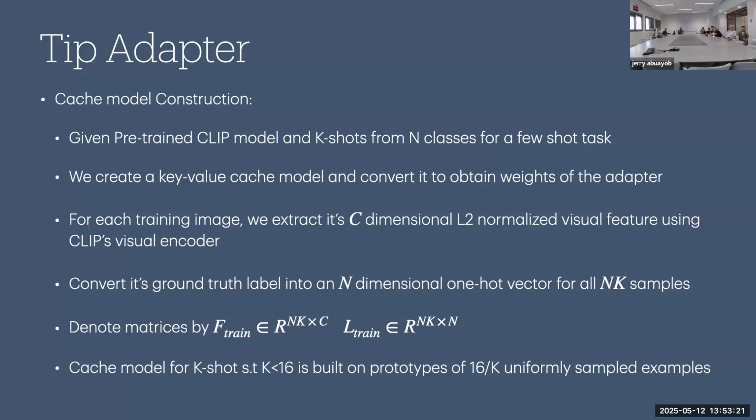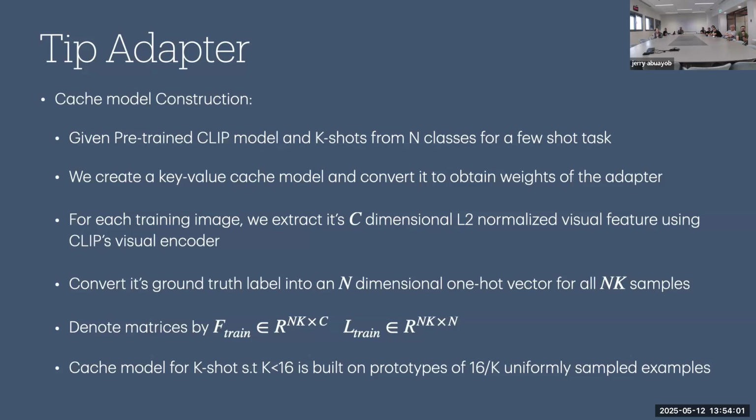Okay, we have k shots from n classes for a few-shot task, and we need to create this key-value cache model and convert it to something that we can use. And using the visual encoder, I'll show the figure in the next slide, but bear with me. Using the visual encoder, we push the entire training dataset in that visual encoder, and since we have n classes with k shots, we get n times k vector representations. Okay, we can concatenate that and turn it into a matrix. And we call that F-train.